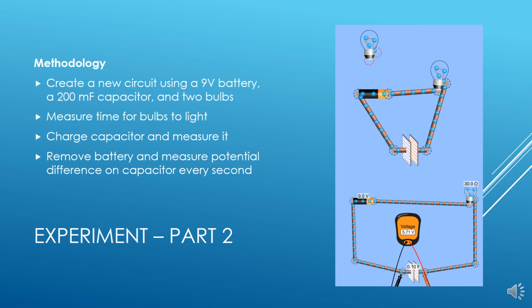Part 2 of the experiment, the methodology was to create a new circuit using a 9-volt battery, a 200 millifarad capacitor, and two bulbs. Measure the time it takes for the bulbs to light, charge the capacitor and measure it, and then remove the battery and measure potential difference on the capacitor every second.